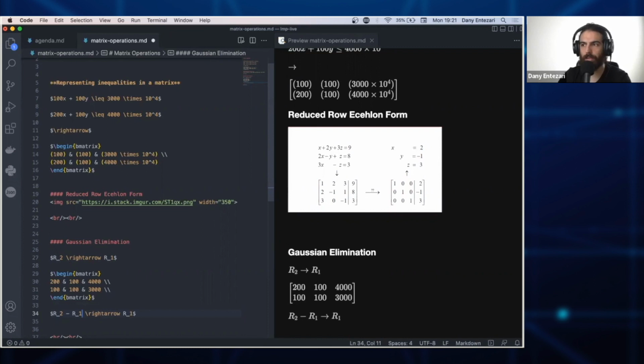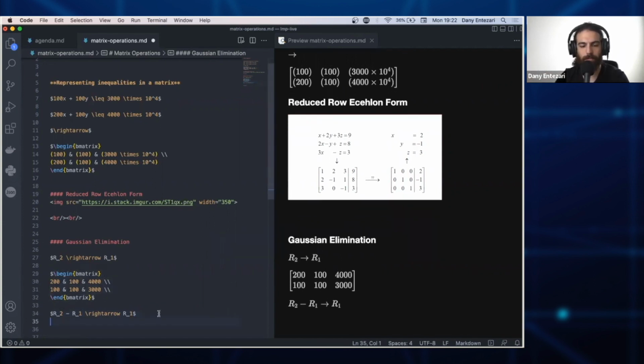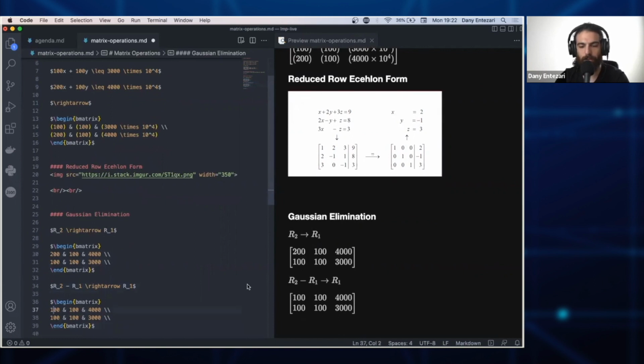And the order is important, right? Because if I subtract 200 minus 100, I'll get a positive number, whereas I'll get a negative number the other way around. So I'm going to subtract row 2 from row 1. And then I'm going to take this evaluation, this result, and replace it with row 1. So I will get something that looks like this. This becomes 100. So 200 minus 100 gives me 100. 100 minus 100, that's just going to give me 0. And then 4,000 minus 3,000, that's going to give me 1,000. There we go. So I have 100 up here.